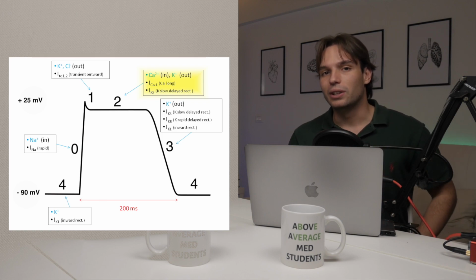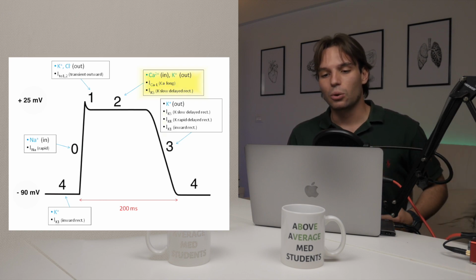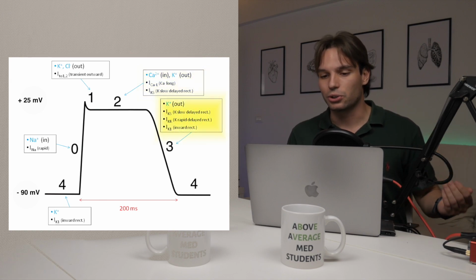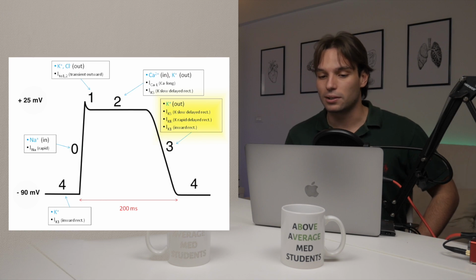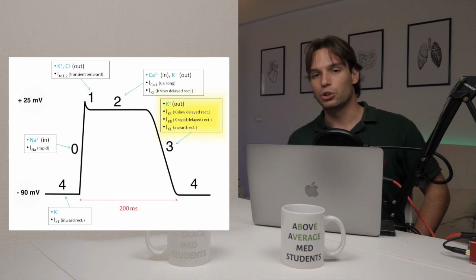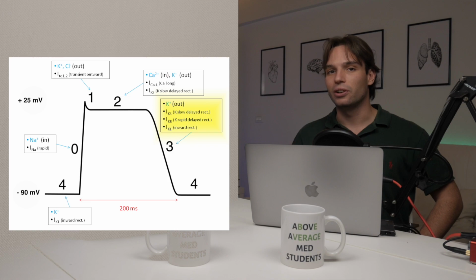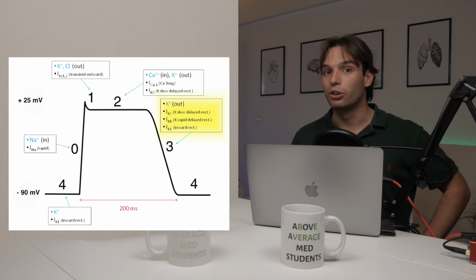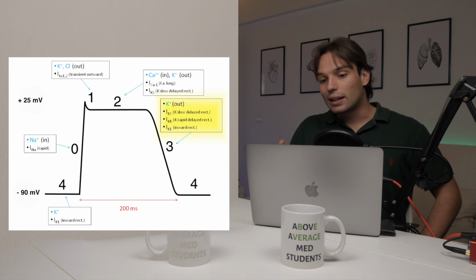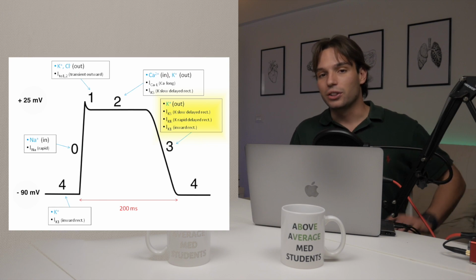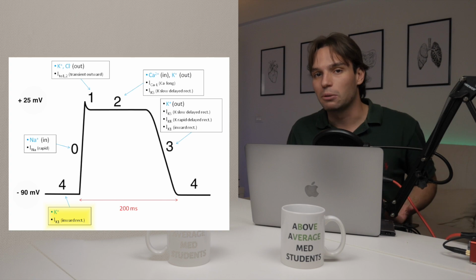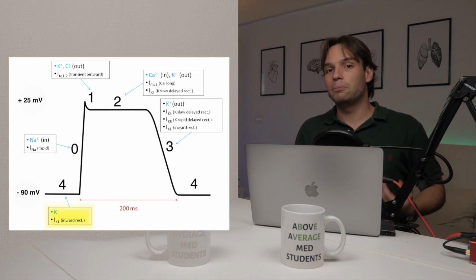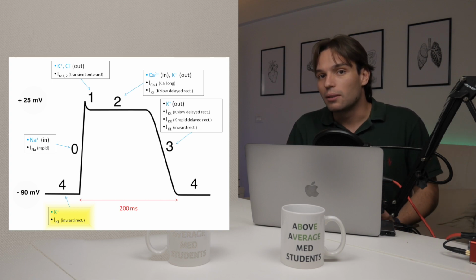After the plateau, we have the fast repolarization phase, where we have the closure of the L-type calcium channels and the opening of ordinary voltage-gated potassium channels, which mediate a fast efflux of potassium and thus a fast repolarization. At around resting potential, the potassium channels close, but we have the opening of the inward rectifying potassium channels, so the resting membrane potential can reach the minus 90 millivolts.